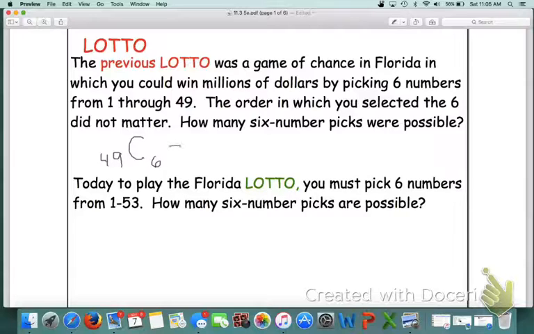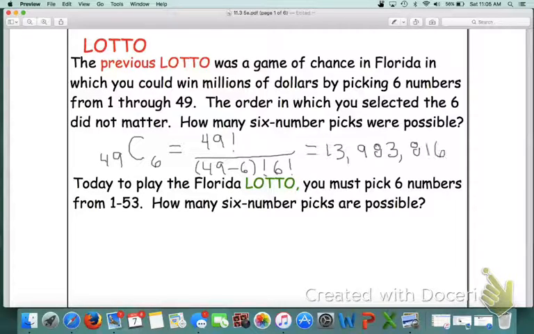Now, if you use your formula, it would be 49 factorial over 49 minus 6 factorial times 6 factorial. You're also welcome to put that into your calculator, which is what I would encourage you to do, and you're going to find that you get 13,983,816 possible ways.